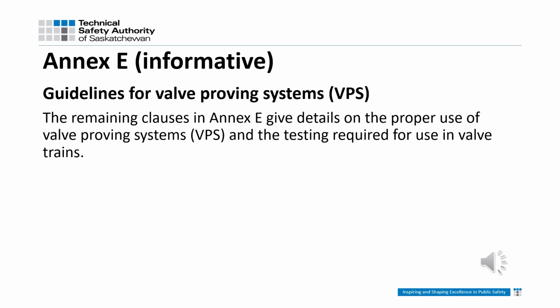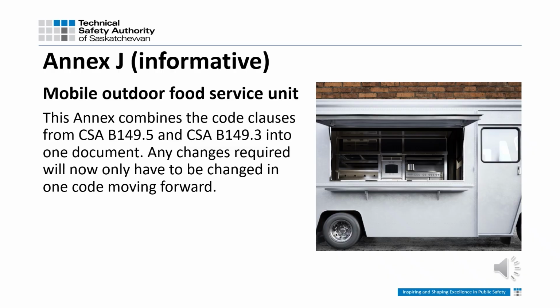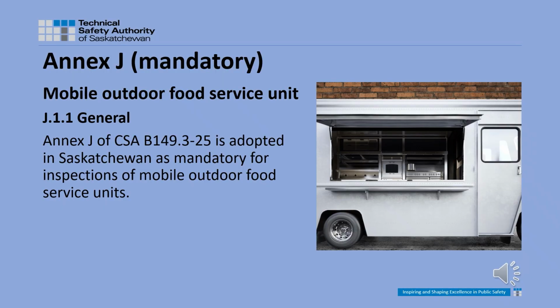Annex J, Mobile Outdoor Food Service Unit. Annex J is mandatory in Saskatchewan. Saskatchewan Codes of Practice. Annex J of CSA B149.3-25 is adopted in Saskatchewan as mandatory for inspection of mobile outdoor food service units. This is to align the requirements of mobile outdoor food service units in the province.